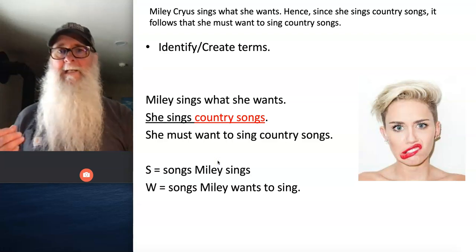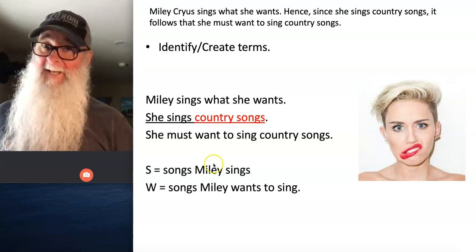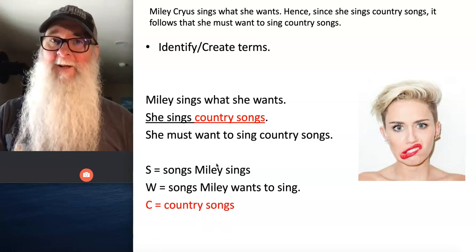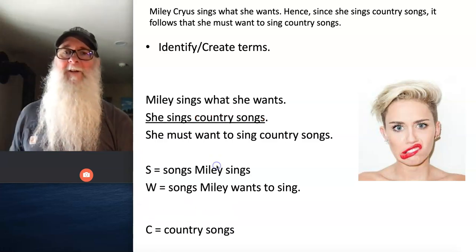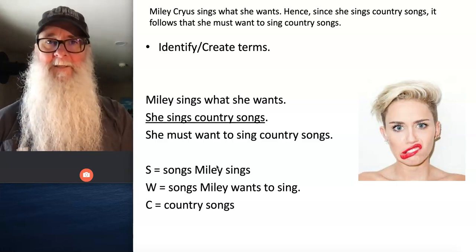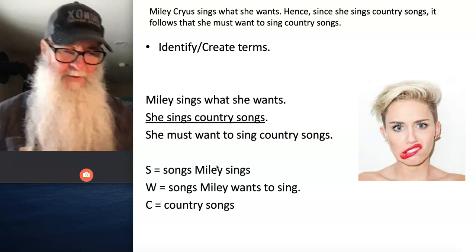And finally, we get to country songs. Thank goodness we've now got ourselves a plural noun phrase that we can just grab onto as a term. And now we have our 3 terms for the argument, okay? I chose S, W, and C to represent these terms. Now, this is what you want to do.